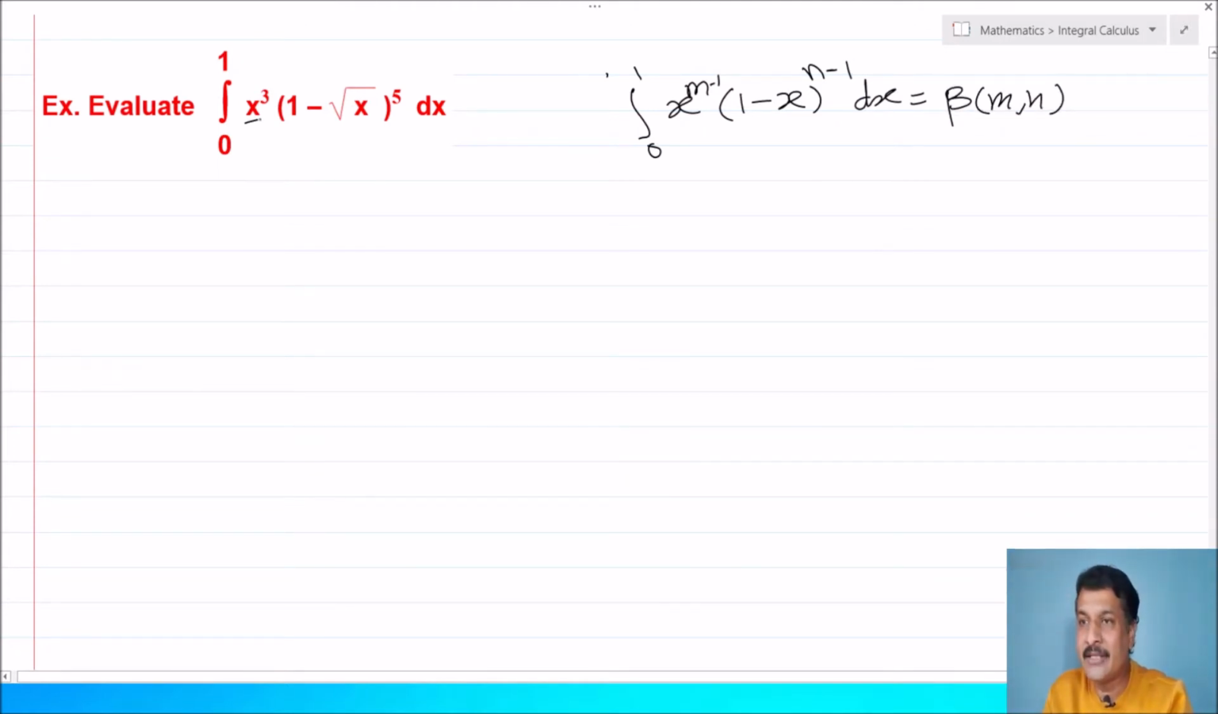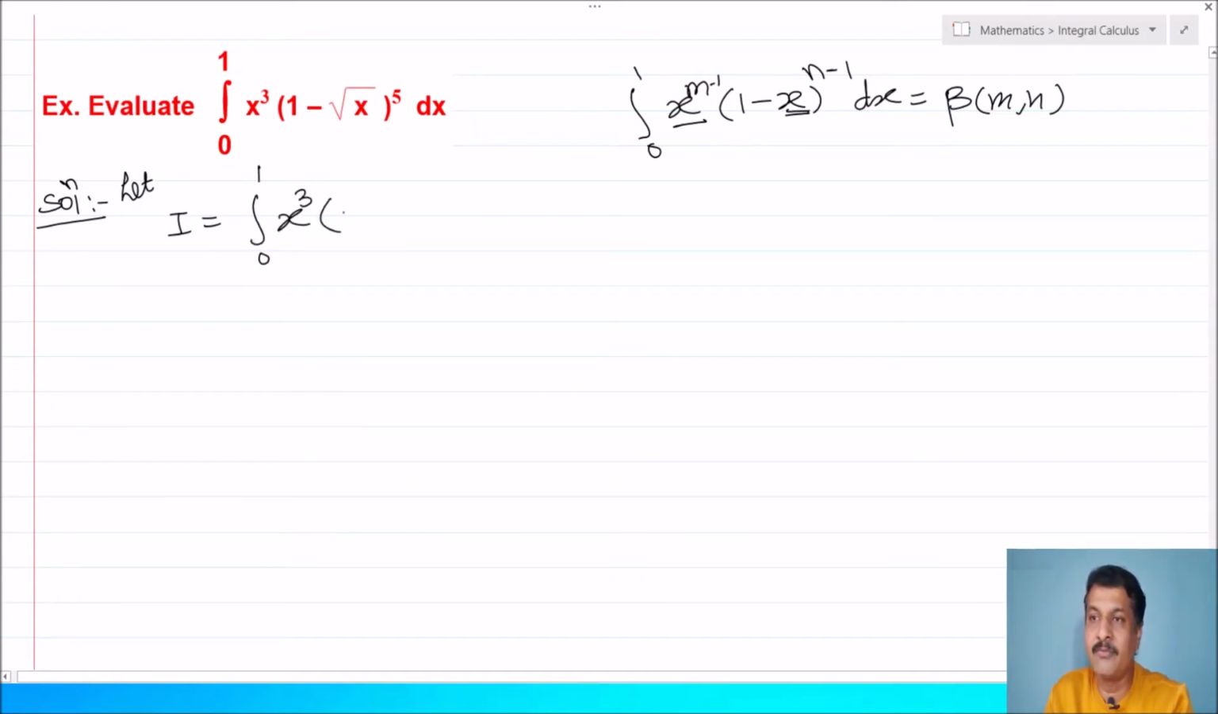Here x cubed is fine, 0 to 1 is also fine, but in the 1 minus term I want a variable with power 1, just like x raised to 1. That is why the definition of beta suggests a substitution. Let I equal the integral from 0 to 1 of x cubed (1 minus root x) raised to 5 dx. It suggests the substitution root x equal to t.